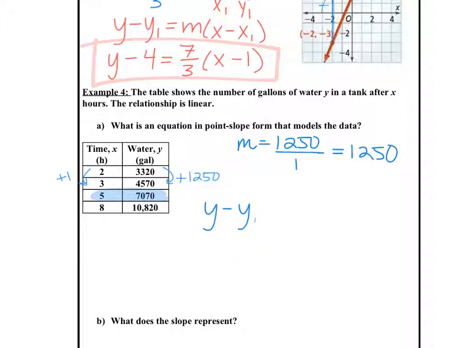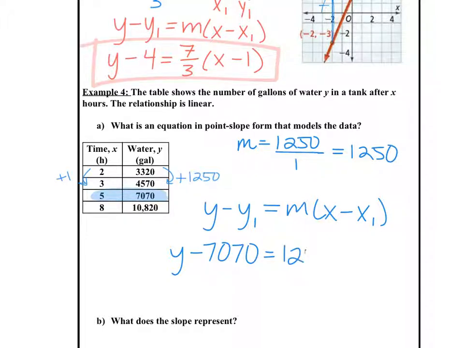Okay, we're going to write our equation in point slope form. Your y value is 7,070, so it'd be y minus 7,070 equals the slope. Who can tell me what goes in parentheses? Can you raise your hand? Derek, what's going to be? X minus 5. Yep.